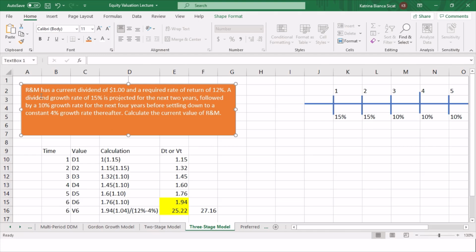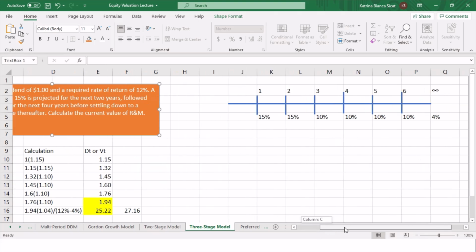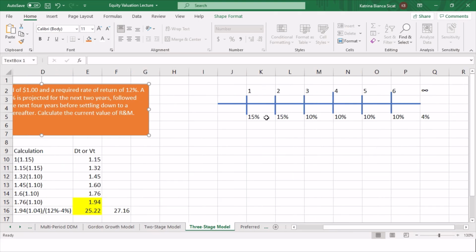So, R&M has a current dividend of $1 and a required rate of return of 12%. A dividend growth rate of 15% is projected for the next 2 years, followed by a 10% growth rate for the next 4 years before settling down to a constant 4% growth rate thereafter. So kung i-imaginein mo siya, gagawa tayo ng timeline, it's gonna look like this.